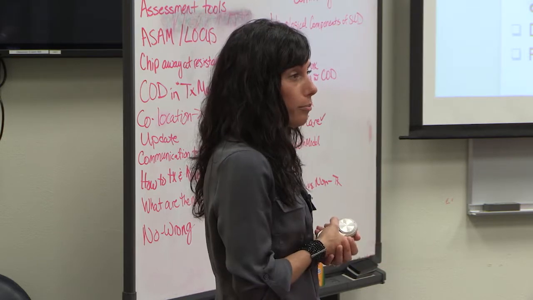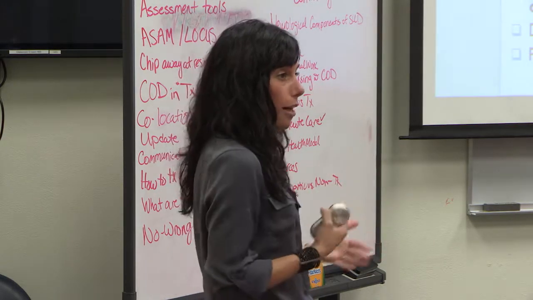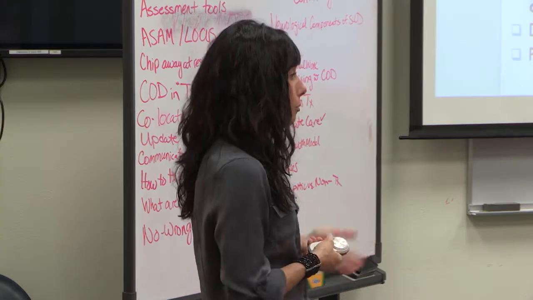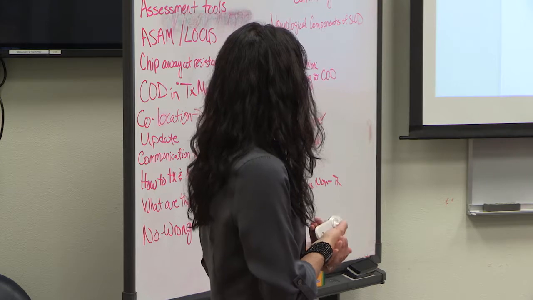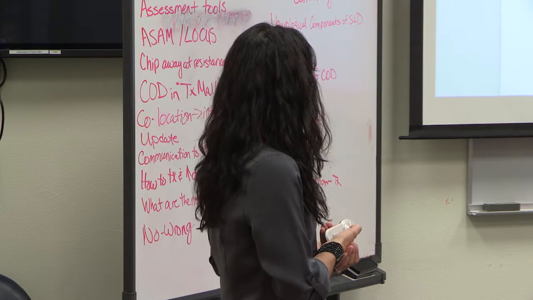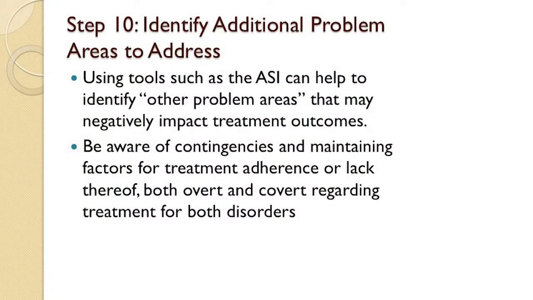And not every parent is willing to do that either. And so how do we work with them to engage them in treatment while helping to identify some of the issues that could prevent them from being in treatment? So you can use tools such as the ASI, which is the Addiction Severity Index, to help identify other problem areas that may negatively impact treatment outcomes.